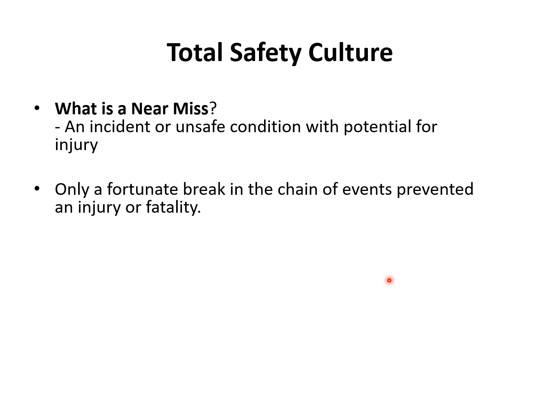In the last figure, I mentioned the word near miss. A near miss is any incident or unsafe condition with the potential for injury that normally happens in labs. But the severity of the near miss is what we mentioned in the different levels. It's minor, then major, and then there are different levels of injuries. Only a fortunate break in the chain of events prevented injury or fatality. So this is about how we can get a total safety culture.